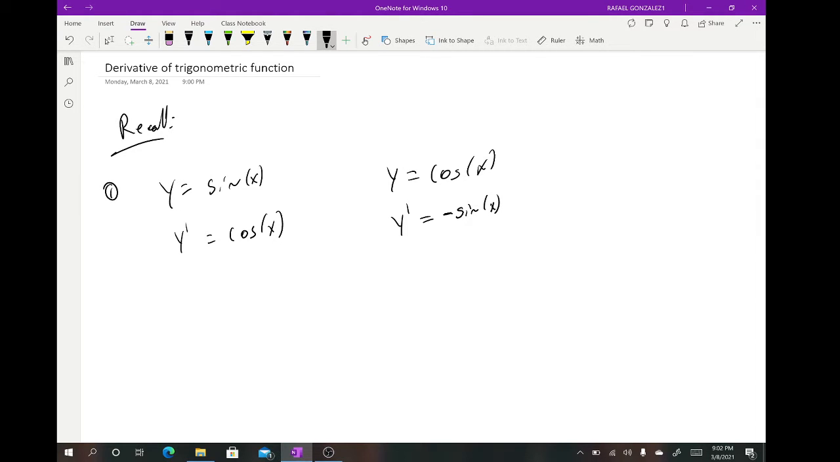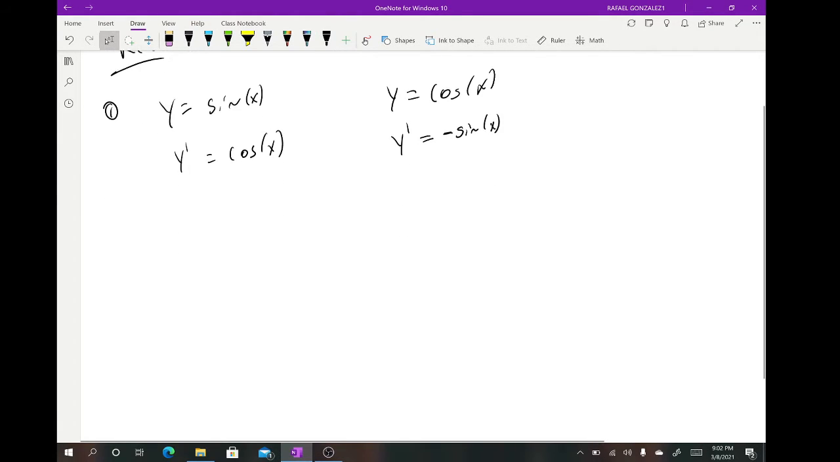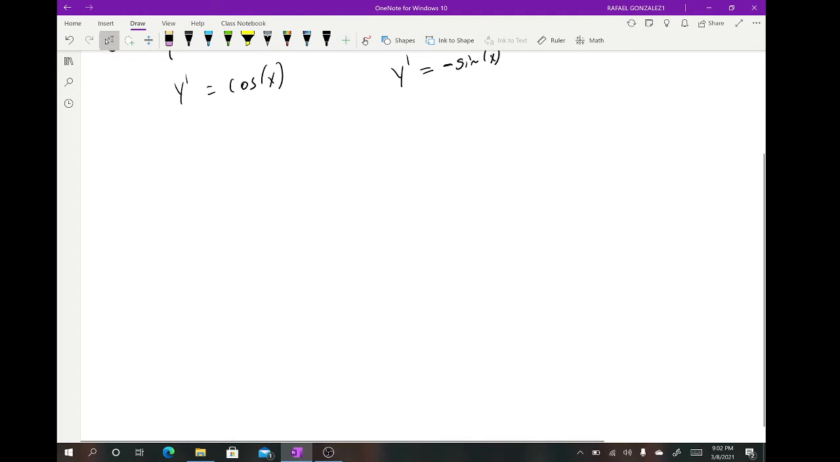And I told you that you could show this using the definition of the derivative. I think we did show one of these as being the case. Now, by knowing the derivative of sine and cosine, we can use the quotient rule to find the derivative of the four remaining trig functions, meaning tangent, cotangent, secant, cosecant. Yeah, that's all four.